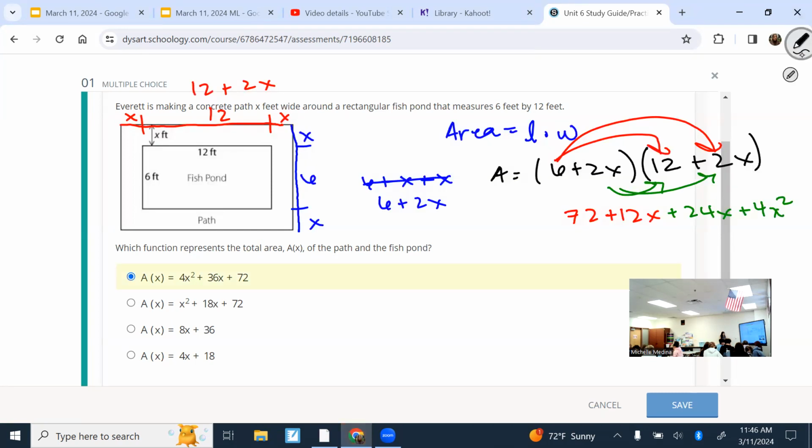But ordinarily you combine your like terms, 12X plus 24X is 36X. And it doesn't really matter the order, as long as they're all the correct sign. So these are all positive, these are all positive in the answer. So good there? All right, any other questions from any of the study guides?